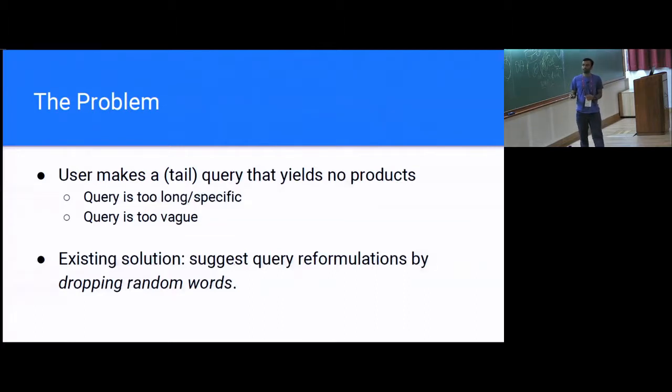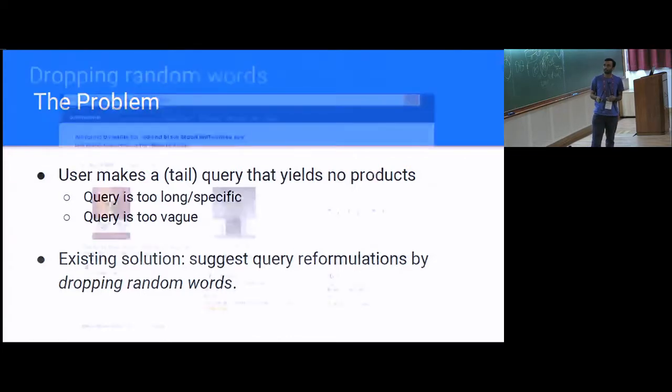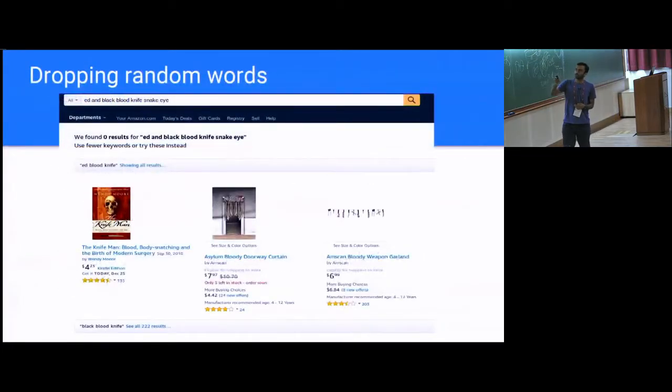The existing solution that is often used is you drop a few words and see if that starts giving results or not. An example of that happening is if you search for red and black, blood, knife, snake eye. There's a typo, it should be red and black. This is a very specific query. They're actually looking for a knife with a particular design and so on. What is done is you drop most of the words and you search for red, blood, knife, which gives you a book and curtains and whatnot.